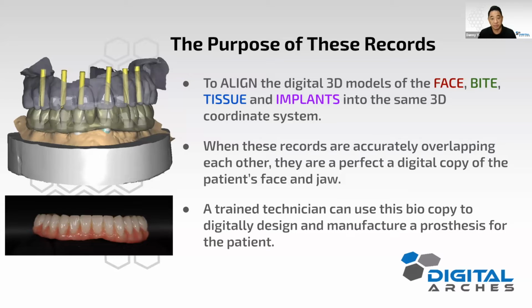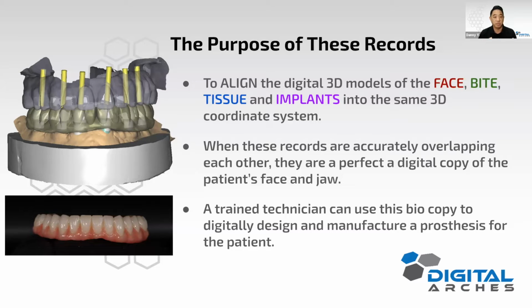So the purpose of these records ultimately is to align the three-dimensional models of the face and bite and the tissue and the implants in the same three-dimensional coordinate system. If you look at this image from exocad, you can see how we have the upper antagonist, we have the lower prosthesis, the wax up, all aligned in the same XYZ coordinate system three-dimensionally, right? And if you look through, it's a little bit transparent. You can actually see the OptiSplint behind the teeth there. And you can see everything is all together in that same coordinate system.